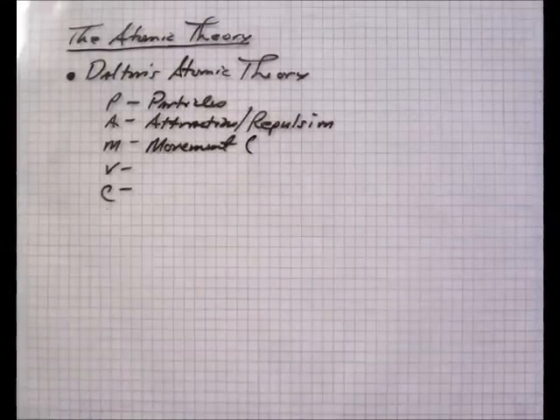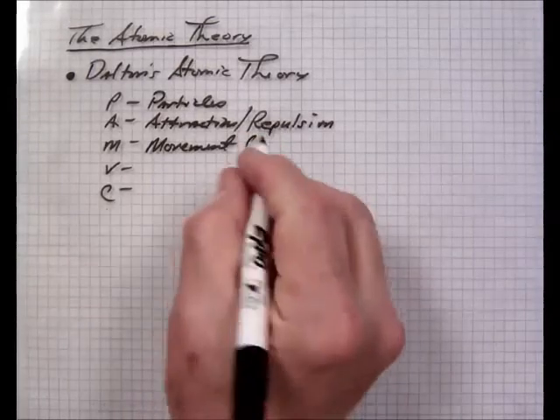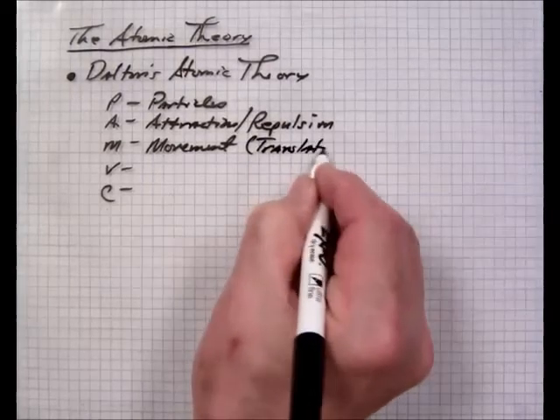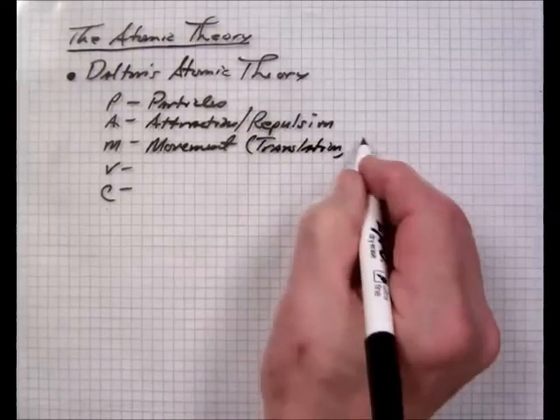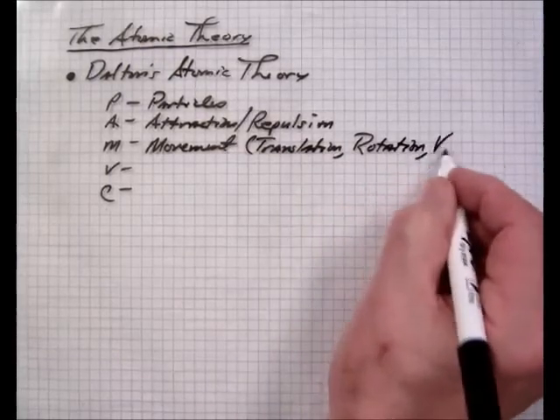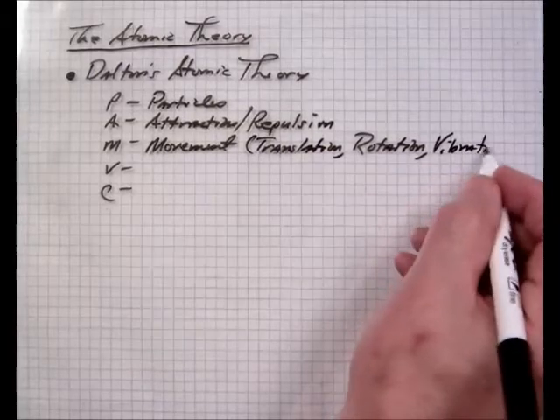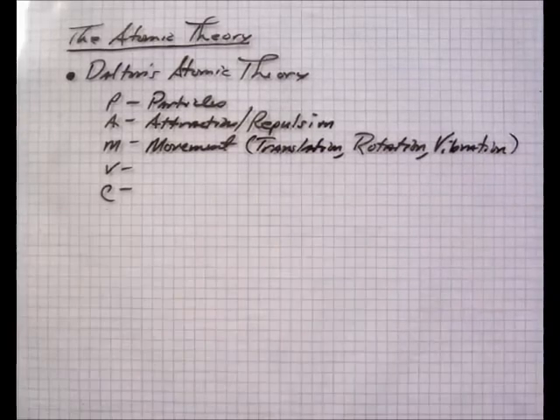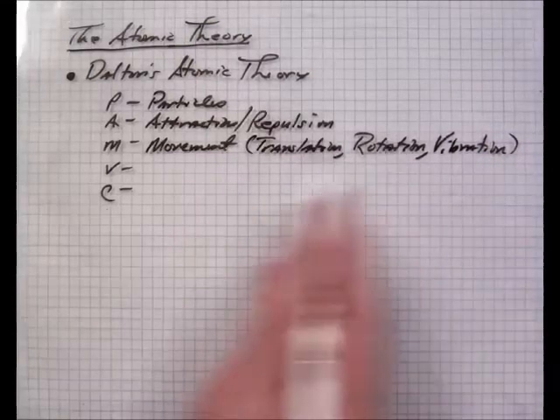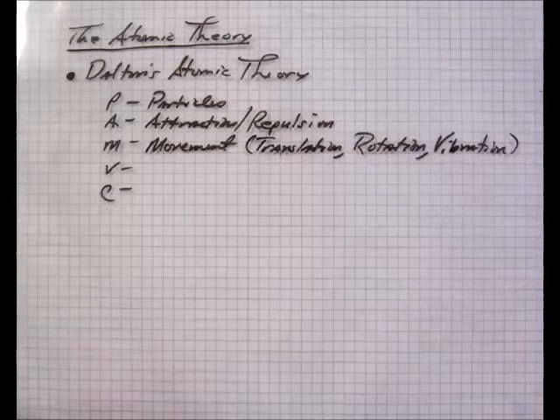I don't remember if I told you the three modes of motion: translation, rotation, and vibration. So those are three modes of motions of the particles. Translation means going from point to point. Rotation, self-explanatory, a rolling effect, and vibration, oscillation in place.